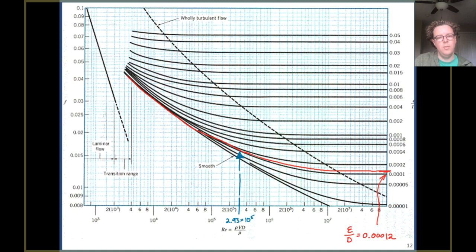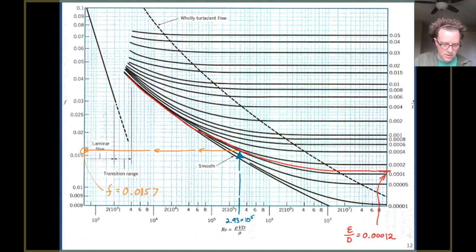Similarly, I know my Reynolds number was just about 3 times 10 to the 5th, so I've drawn that blue vertical arrow at the appropriate location. I read up from my Reynolds number, that blue arrow, until I hit the red epsilon over D line, and then I bounce perfectly horizontally over to the left-hand side, and I'm estimating that friction factor to be 0.0157. You can debate with me about what I ought to have picked for that last decimal point, but that's the accuracy that you get with a Moody diagram problem.